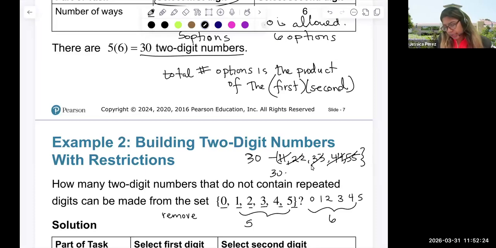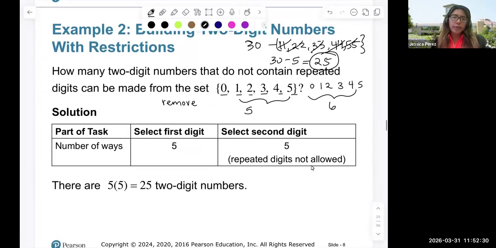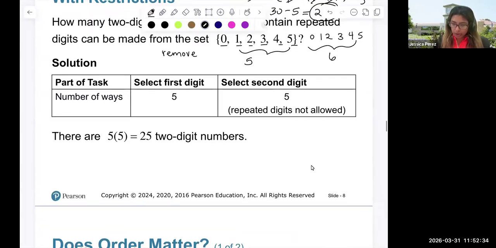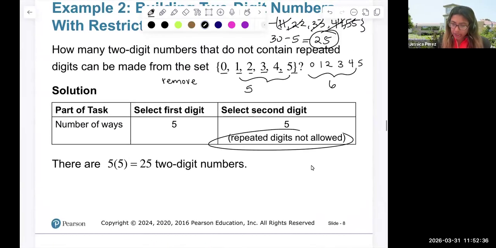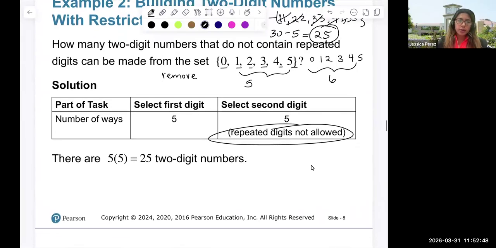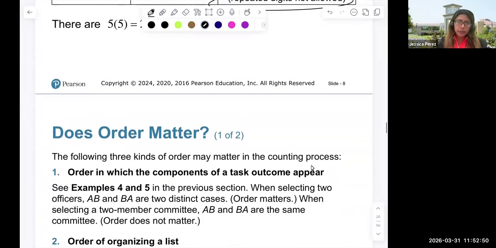So it'd be 30 minus 5, which is the repeats. That gives you a total of 25 options. So 25 would be the solution. Because you have 5 repeated digits, so 11, 22, 33, 44, and 55 are repeated digits. So from the 30, you have to remove the repeats, which will give you your total sample space.